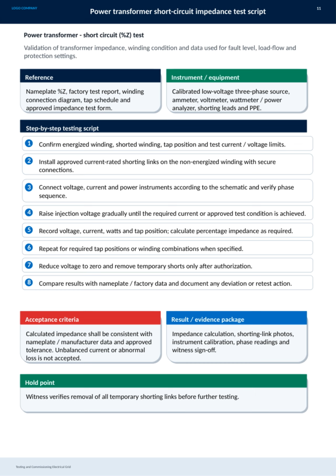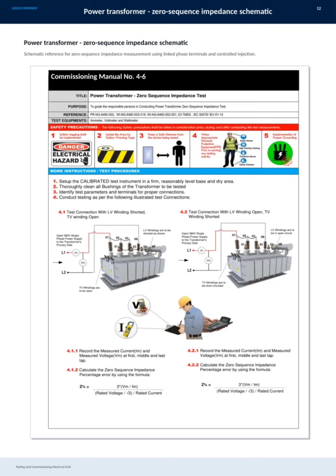witness sign-off. A crucial hold point requires a witness to verify the removal of all temporary shorting links before proceeding with further testing. Here we have a schematic for the zero-sequence impedance of a power transformer, which is crucial for understanding how current flows during ground faults.